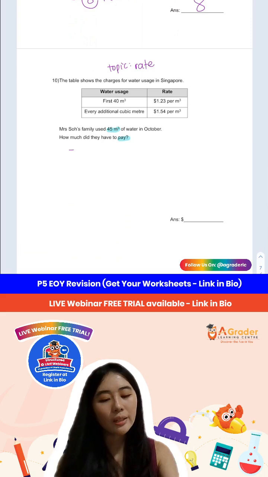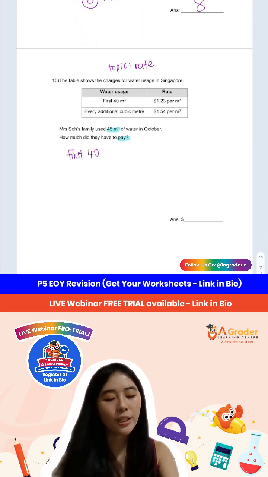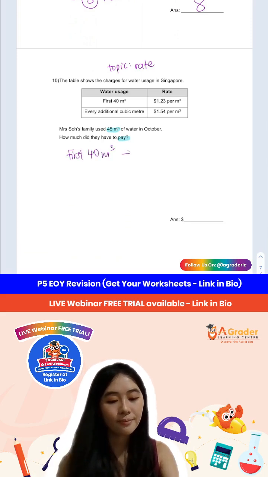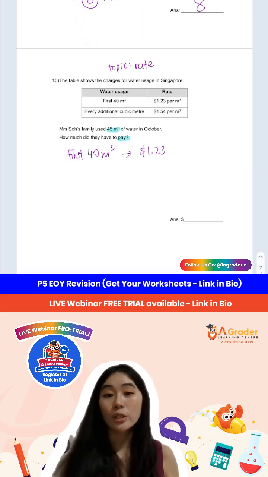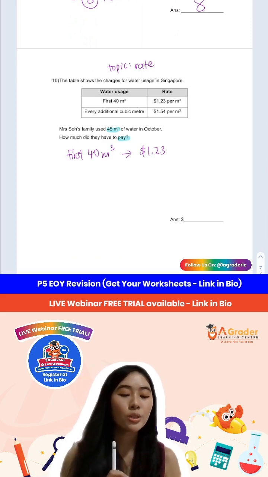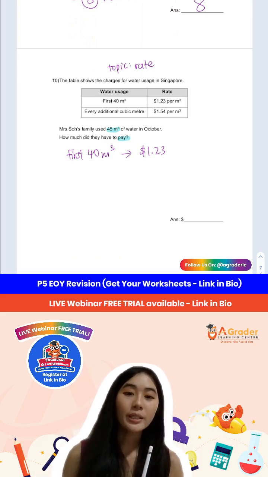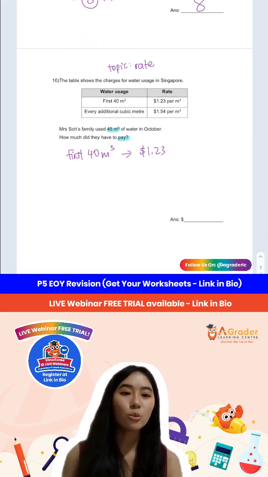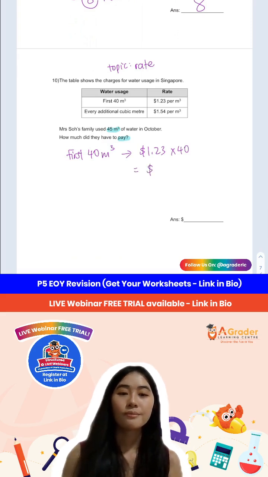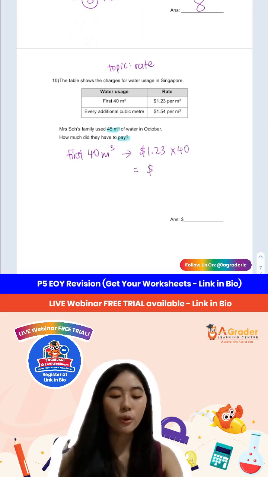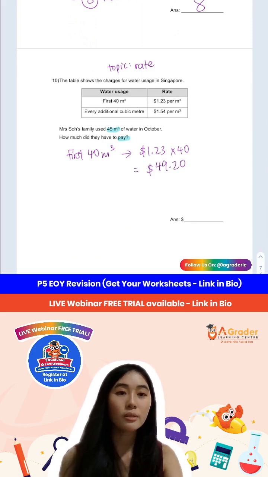So let's calculate the first 40 cubic meter first. All you need to do is to use $1.23. Okay, $1.23 is for one cubic meter. And if you want to find 40 cubic meter, you just times 40. Okay, so I hope you got $49.20 for this.